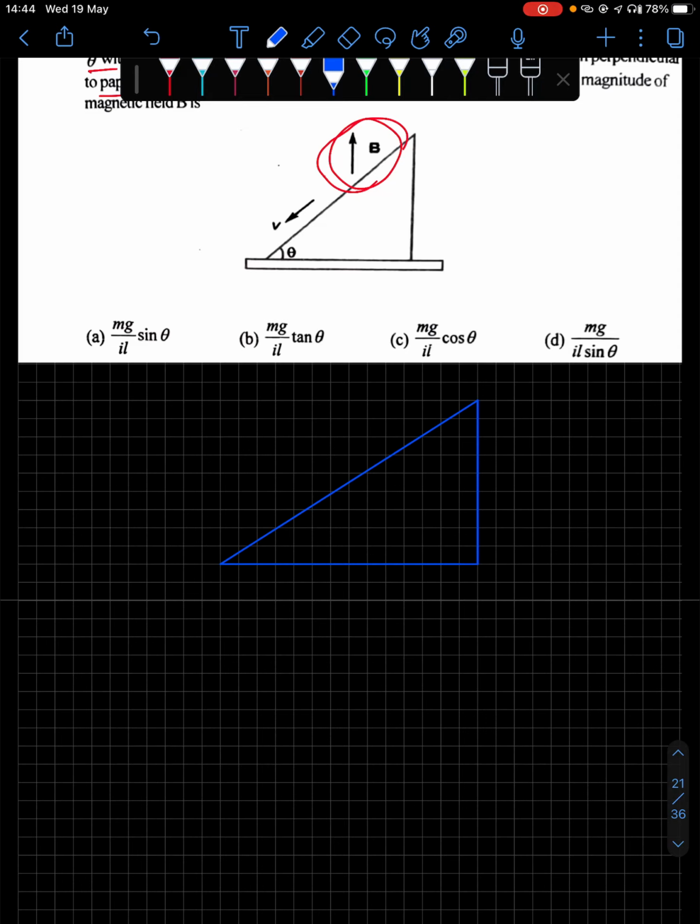We can create the situation here. Let this be the rod. Now the rod is perpendicular to the plane of the paper. You can assume that the length of the rod is entering the plane of the paper.